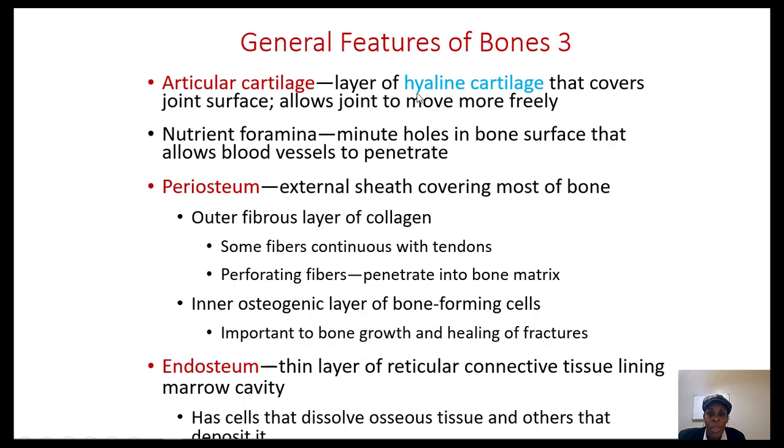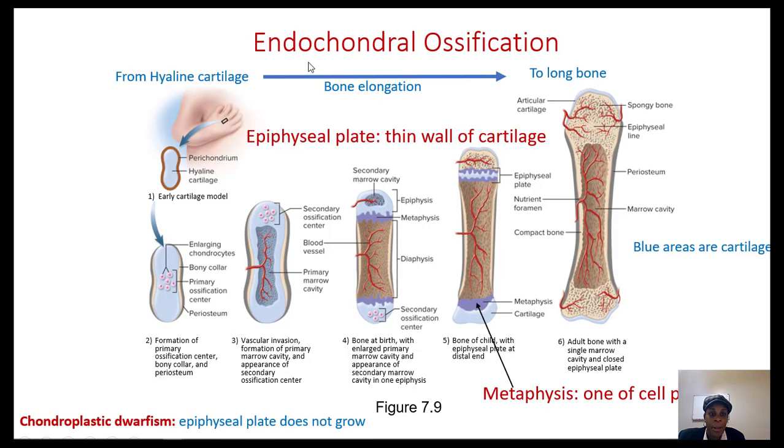So on top of the bone, we have hyaline cartilage that covers the surface of the bone. We also call that articular cartilage. Now we know the periosteum is the external covering of the bone, and the endosteum is the inside lining. Here you see ossification. What is ossification? It is the formation of a bone.